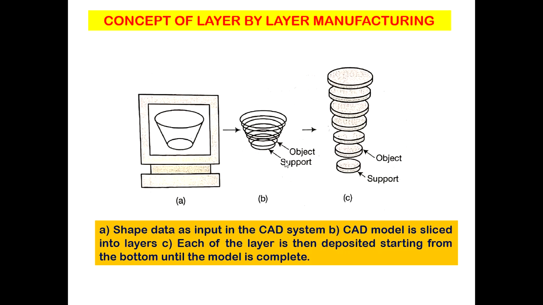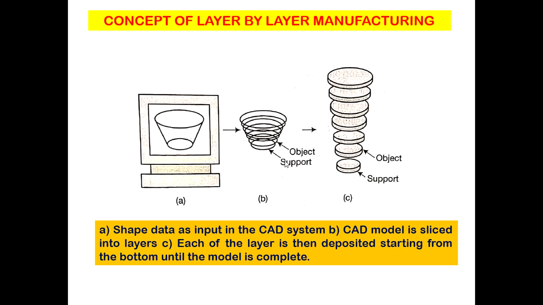Then in the third one you can see how the component is built. We have the support at the bottom, and on this bottom we are depositing the layers, one layer over another. So we can see here the deposition of the layers one above the another. In this way the concept of rapid prototyping is developed. How you are manufacturing the rapid prototype by layer manufacturing is shown here with the help of this figure.